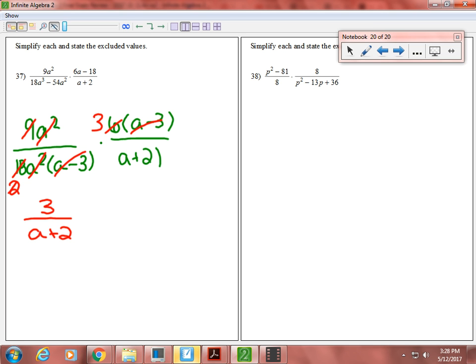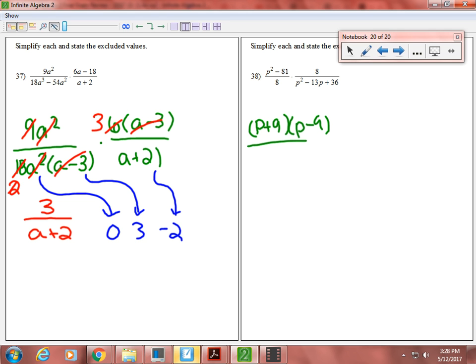It also asks for the excluded values. So my excluded values would be here, 0, 3, and negative 2 from those. 38 is asking the same sort of question. We're multiplying these. So this top one is going to be p plus 9 and p minus 9 over 8. This one's going to be 8, and then p minus 4 and p minus 9.